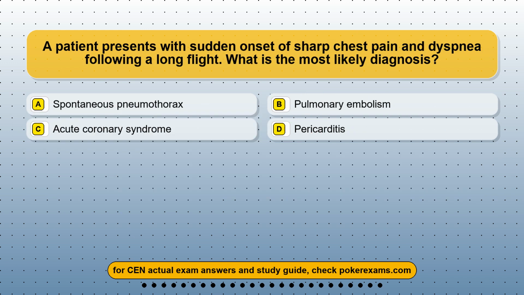Question 16. A patient presents with sudden onset of sharp chest pain and dyspnea following a long flight. What is the most likely diagnosis? Option A, spontaneous pneumothorax. Option B, pulmonary embolism. Option C, acute coronary syndrome. Option D, pericarditis.